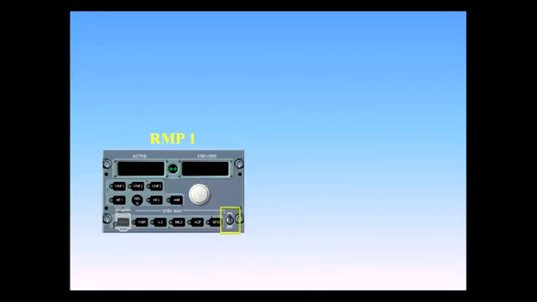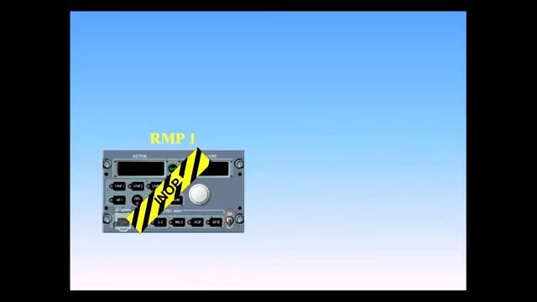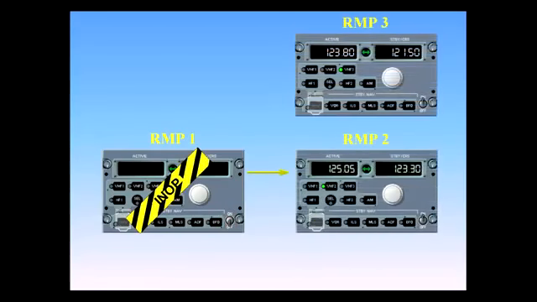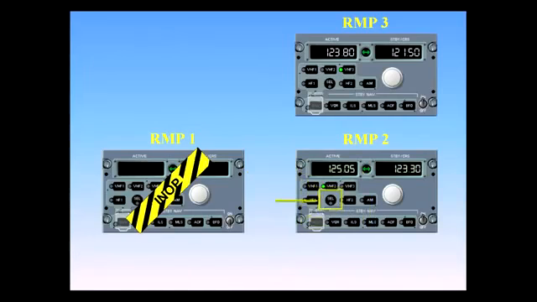Turn off RMP 1. All the radio tuning must now be done using RMP 2 or RMP 3. Select VHF 1 on RMP 2. Notice that the select light is illuminated because RMP2 is being used to tune VHF1.